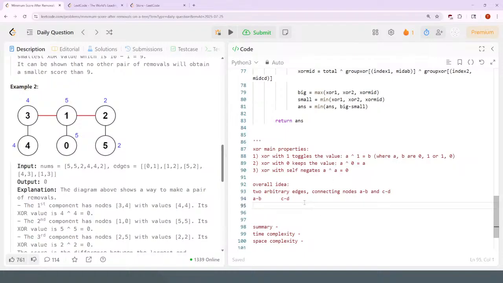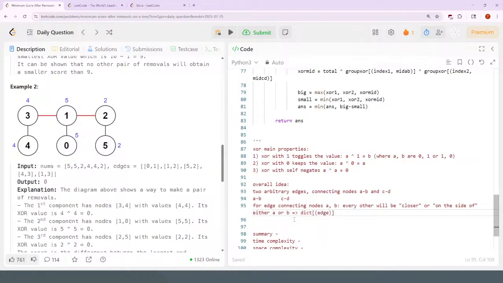So for each edge connecting nodes A, B, every other node will be closer to, or on the side of, either node A or B. So if I have some dictionary where the edge index is part of a tuple and A or B.